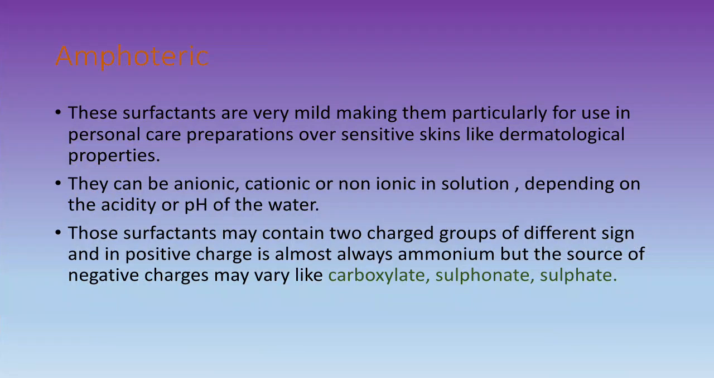So as I have mentioned, its name is amphoteric or simply zwitterion. So it consists of two charged groups, positive charge and negative charge. So in 99% of cases, the positive charge is always ammonium, but in case of negative charge it may vary and it may consist of functional groups like carboxylate, sulfonate or sulfate.